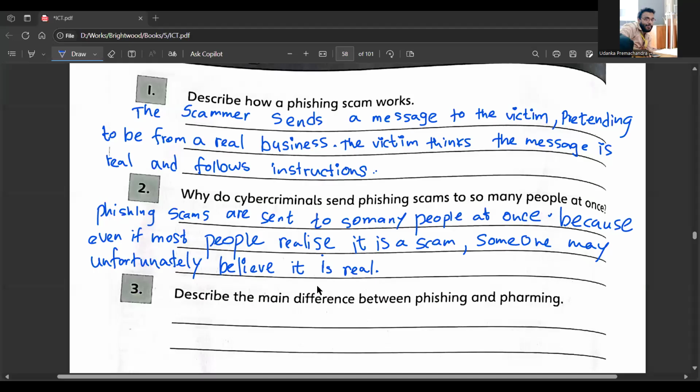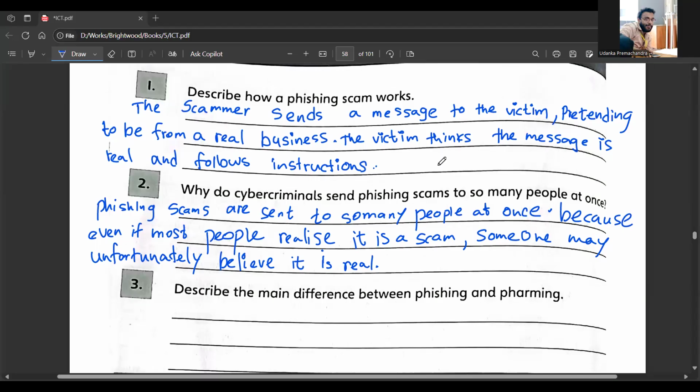Like that one, there are several types of phishing attacks. Normally, phishing attacks are mentioned as happening through emails, but there can be many ways to carry out phishing attacks. Please write down these two and try to do the third question right now.